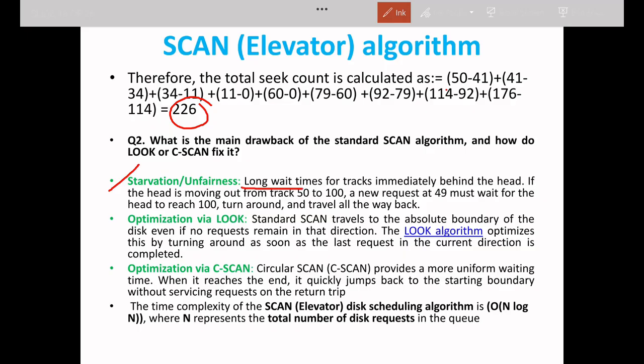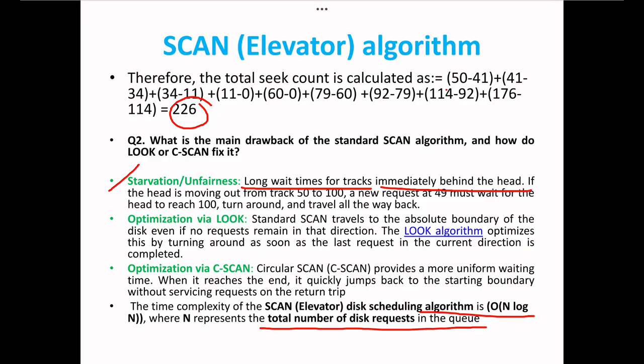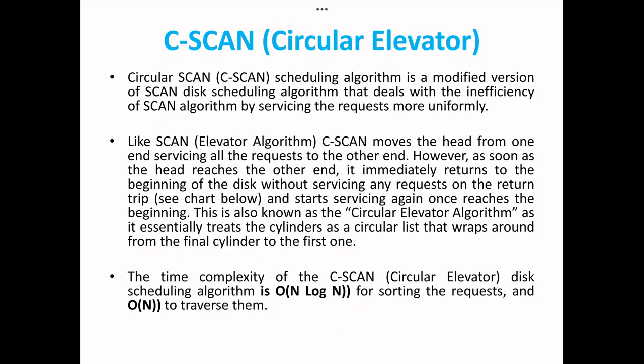There is a long wait time for requests immediately behind the head. So in scanning also there is starvation. We already explained why there is starvation. SCAN and LOOK we will discuss later. Here also the time complexity is the same, order of n square, and with optimization the time complexity is order of n log n. So now every algorithm has time complexity order of n square in the worst case, except the first algorithm FCFS, which is order of n.